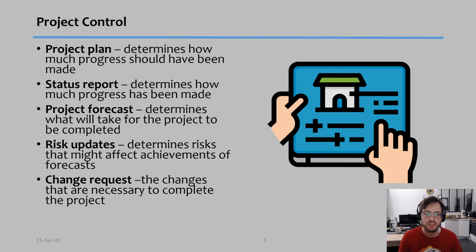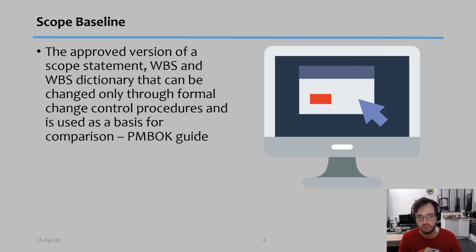Project forecast determines what it will take for the project to be completed in the future. So what it will take from now on, how much more it will take to complete that project. Risk updates determine the risks that might affect achievement of the forecast. In other words, risks not associated directly with the project, but risks that affect the forecast, that affect my predictions. And finally, change requests, which are changes that are necessary in order to be able to complete the project. So these are some terms that I need you to know before we move on.